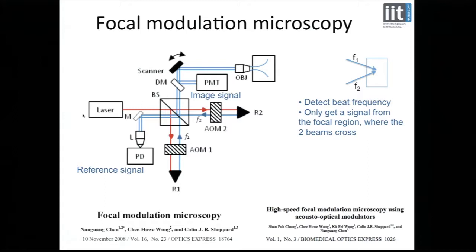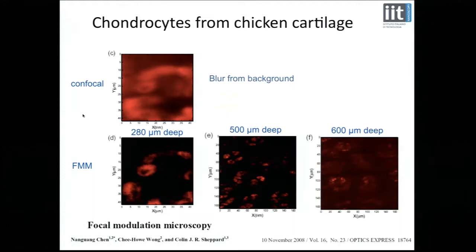So that's the principle. Here it shows it done with acousto-optic modulators. You can also use electro-optic modulators or whatever. And this is an example. This is looking at chicken cartilage. This is a confocal image at a depth of 280 microns into chicken cartilage. But you see that this image is becoming blurred because of the background, because the optical sectioning is not rejecting all of the out-of-focus light. If we do focal modulation microscopy, on the other hand, this is the image. We get rid of this background, and we can go deeper. Here it shows an image from, you can't see it very well with the lights on, 600 microns deep into chicken cartilage. So that's the one technique I wanted to show. That's still being worked on by Nanguan Chen at the National University of Singapore.